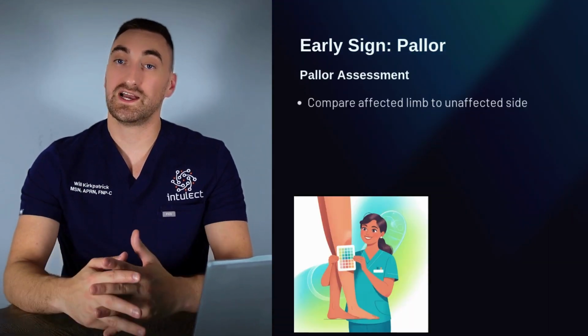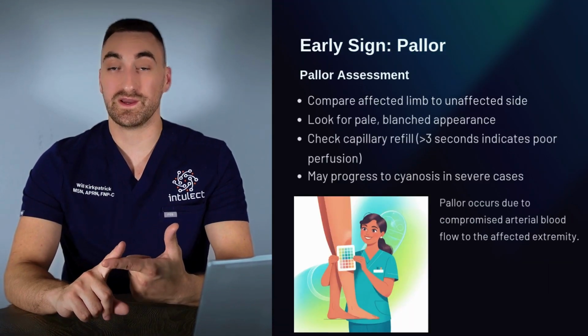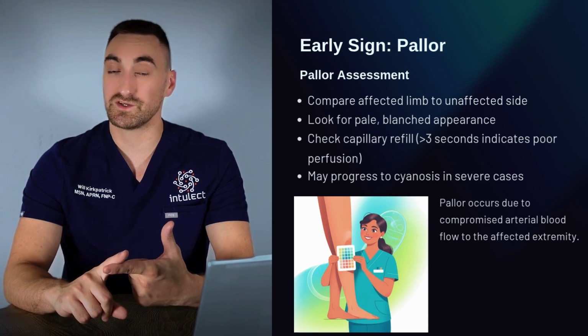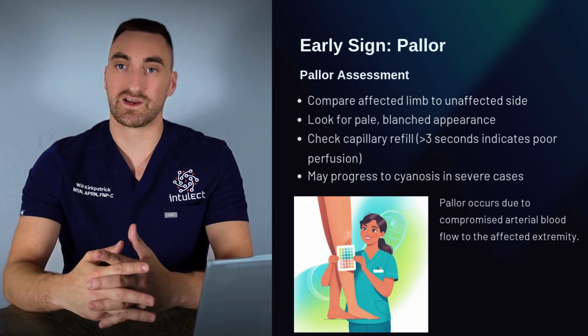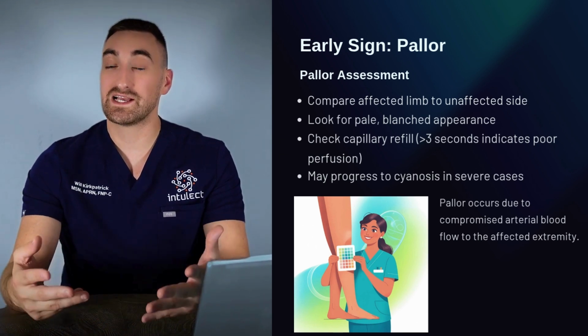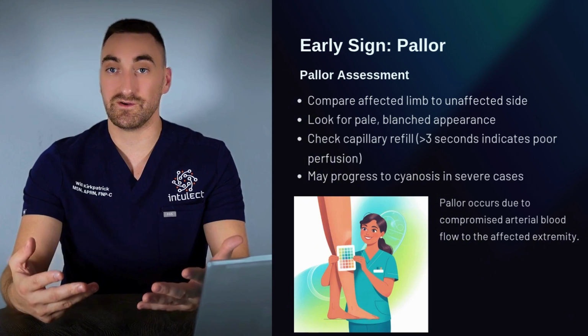Some other early signs include polar or poikilothermia, so that basically means a cold extremity. So once again, limited blood flow to that distal part of your limb. Then of course you're going to have cold extremities. And the last early sign is pallor, so that paleness in that extremity.